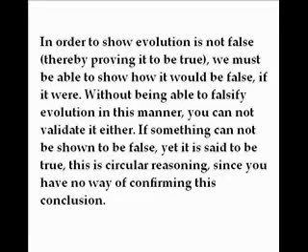If something cannot be shown to be false, yet it is said to be true, this is circular reasoning, since you have no way of confirming this conclusion. Example, if we told a blind person our car is red, and they agreed we were telling the truth, the blind person could not tell another blind person accurate information regarding the true color of the car. While he has evidence that the car is red by way of personal testimony, he has no way of confirming if this is true or false, since he might have been lied to, regardless if he was or not.